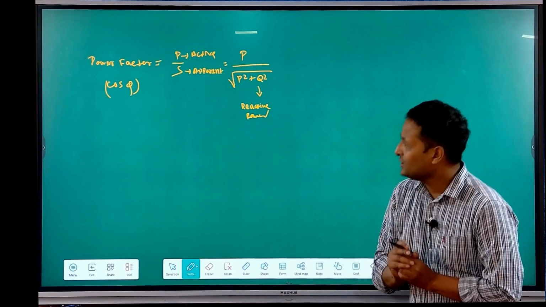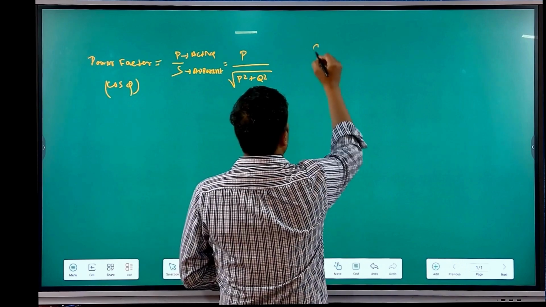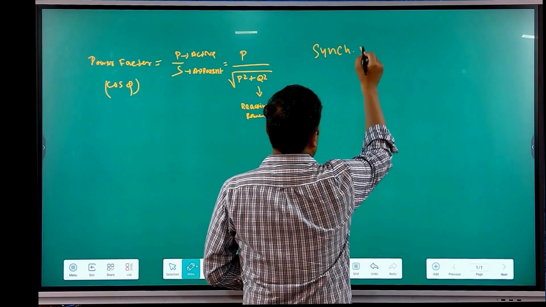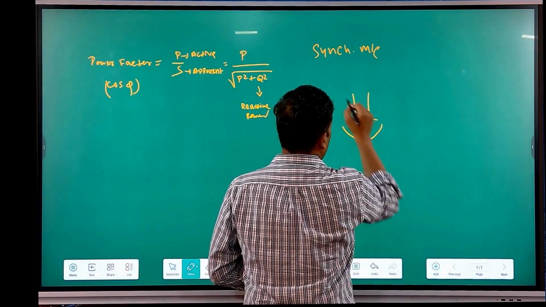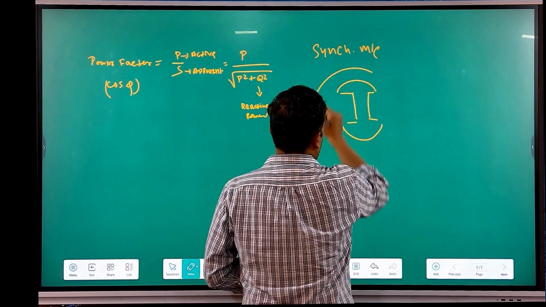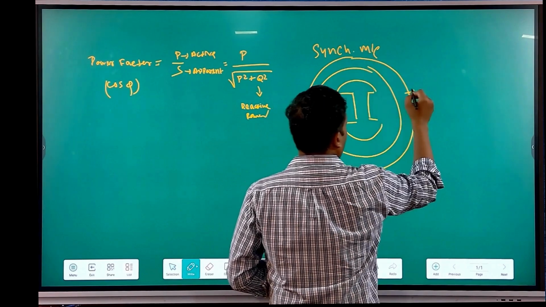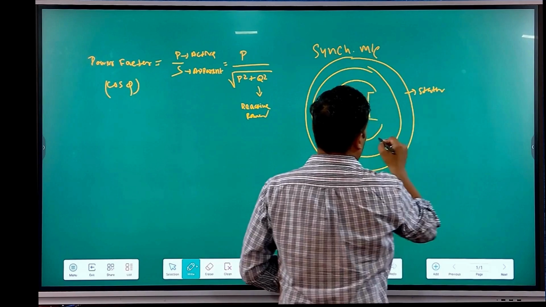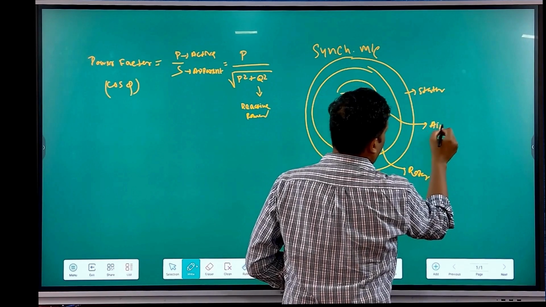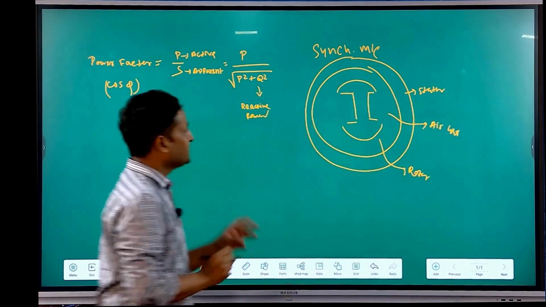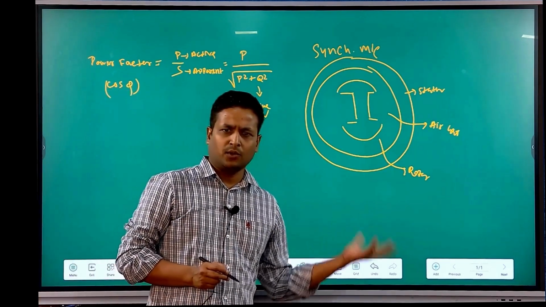In a synchronous machine or induction machine, we will find two different parts. A synchronous machine may be a generator or it may be a motor. In a synchronous machine, we will find one rotor and another one is the stator. This part is called the stator, this part is called the rotor, and this part is called the air gap. Specifically for power factor, let us consider the motor, as it will be very easy.